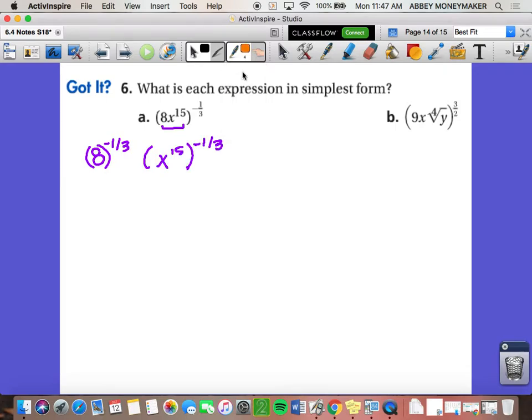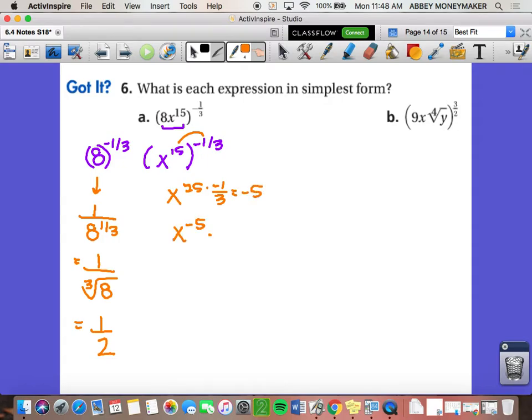So from here, I'm going to simplify this number here and say that's 1/8 to the 1/3. Well, that's the same as 1 over the cube root of 8, which is 1/2. Power to a power here, we're going to multiply 15 times negative 1/3. That gives me negative 5. So that gives me x to the negative 5. But I can't have a negative, so that's 1 over x to the 5th. So I'm going to combine these two and say my final answer is 1 over 2x to the 5th.